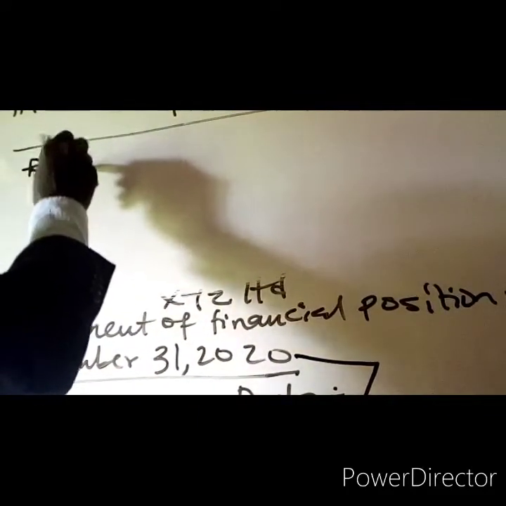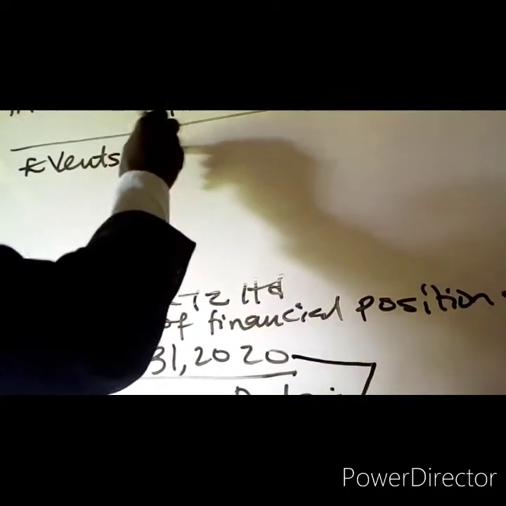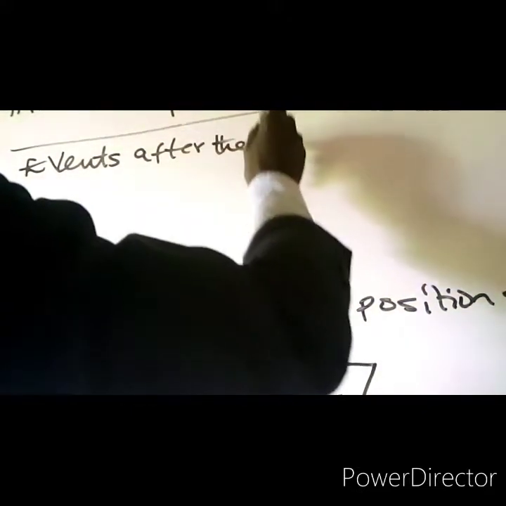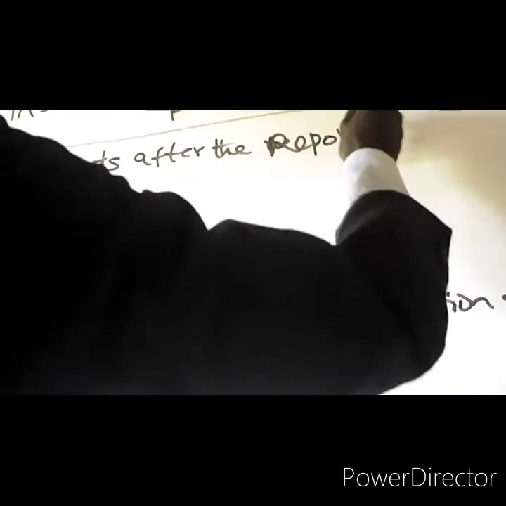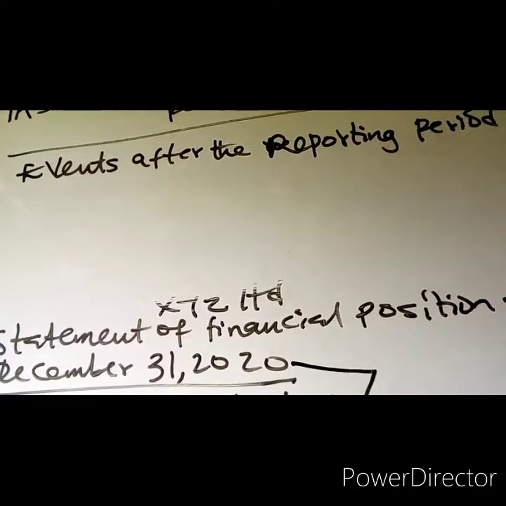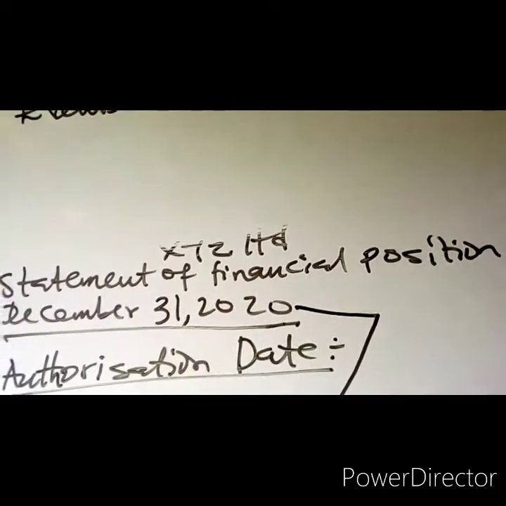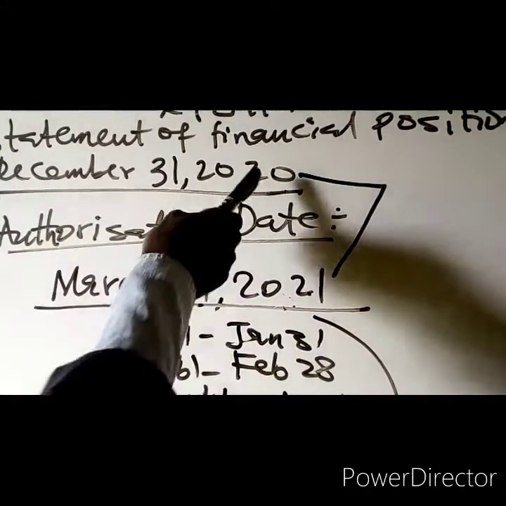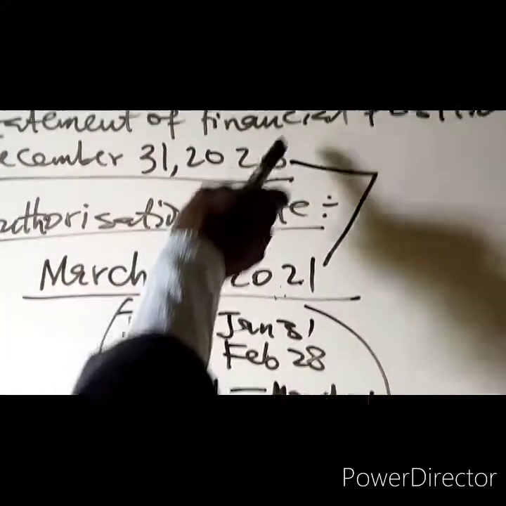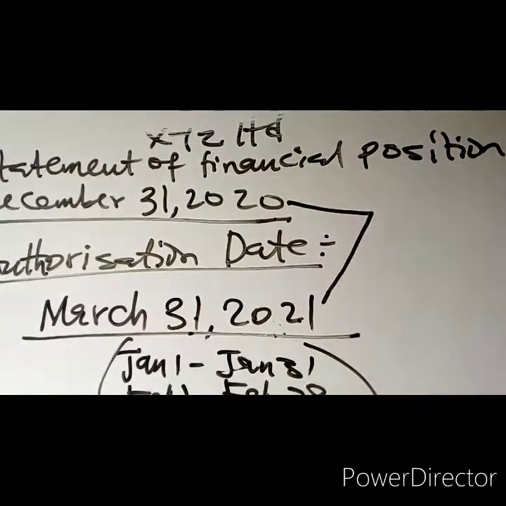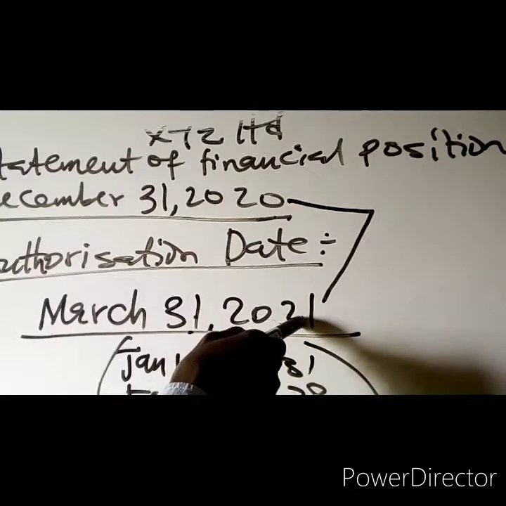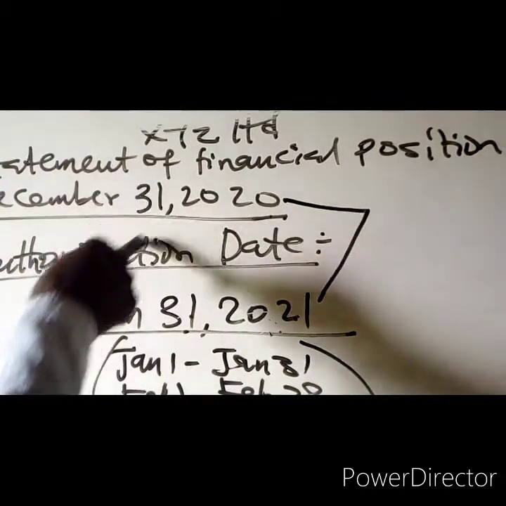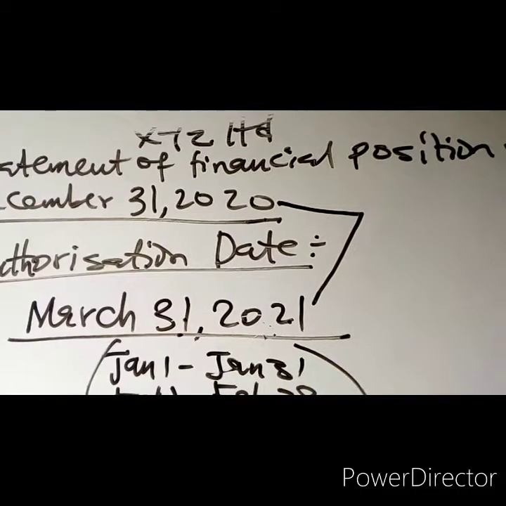So, what do we mean by events after the reporting period? I've told you that they are the events that occurred between the end of the reporting period and the date the financial statement is authorized for issuance. Any such event is said to be an event after the reporting period.